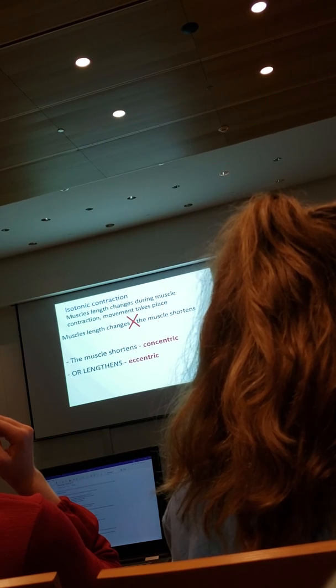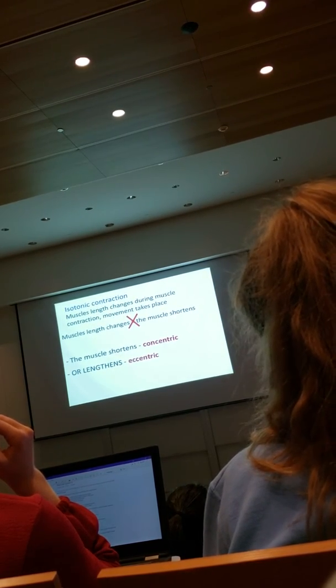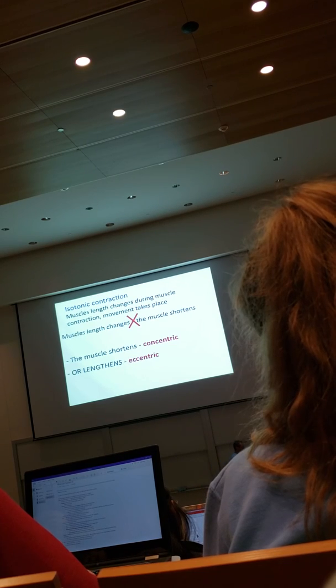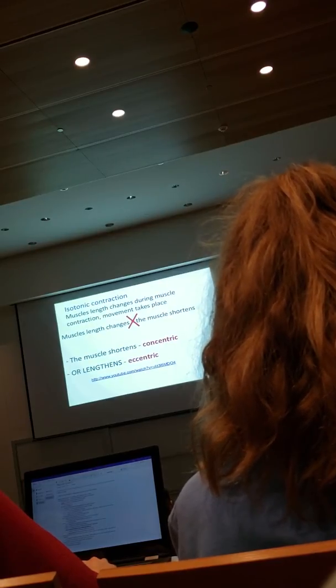If you think back about the guy who's trying to pull the elephant, he'll try to pull the elephant, but the elephant will be stronger, so not only will he not be able to do that, but the elephant will start pulling. That's eccentric contraction. On the slide, you'll have a YouTube video that shows you the example we just did and many others. You're welcome to use it.